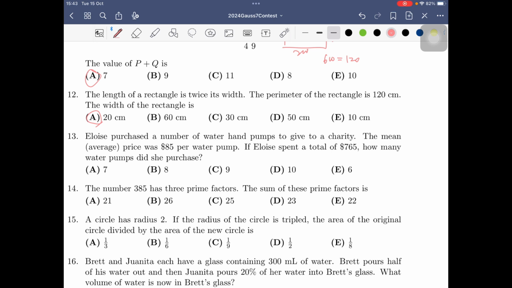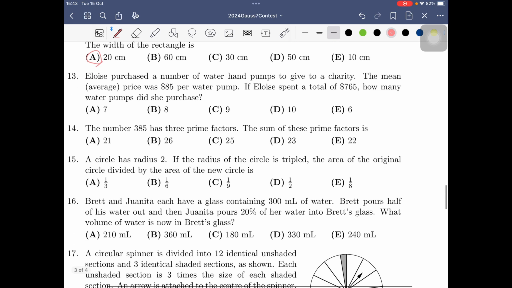13. Louis purchased a number of water pumps to give to charity. The mean price was 85 per water pump, so she spent a total of 765. How many water pumps did she purchase? We need to think about the way to find the average, the arithmetic mean. We add them all together, for example A plus B plus C, and divide by the number of data, which is n. This becomes the mean.